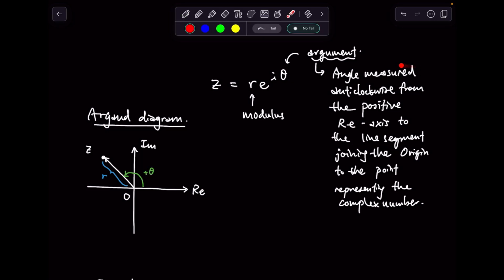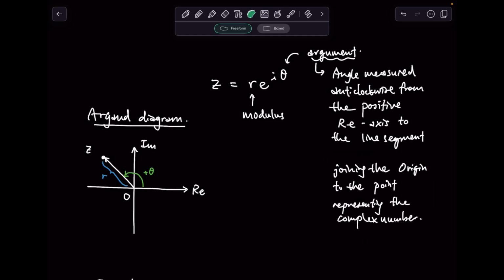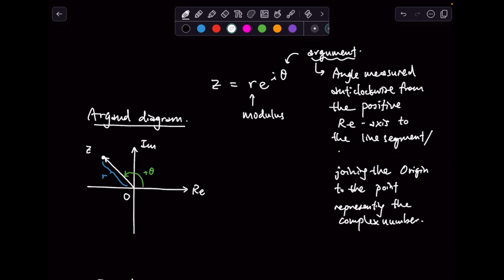Okay, so here is a description of what an argument is. An argument is the angle measured anti-clockwise from the positive real axis to the line segment, or you can call it the position vector, right? Okay, so let me maybe just add it in. You can also say that this is the position vector of the complex number, right? From the origin to the point representing the complex number on the Argand plane, right?